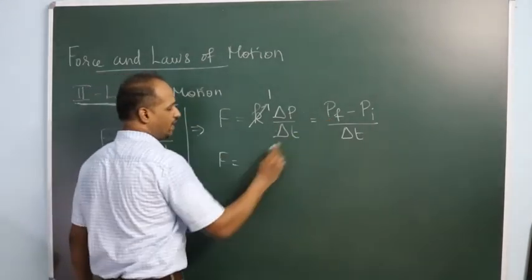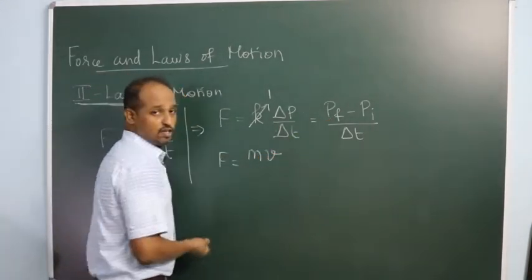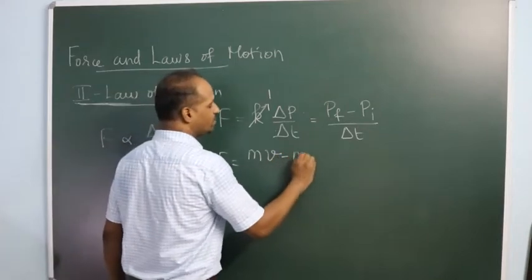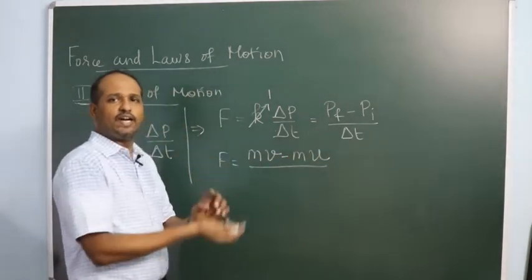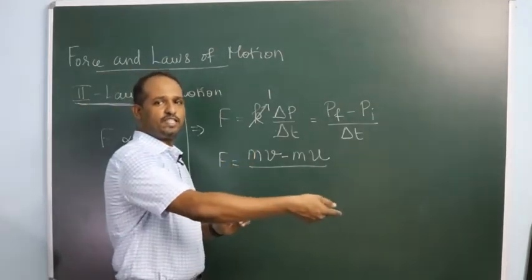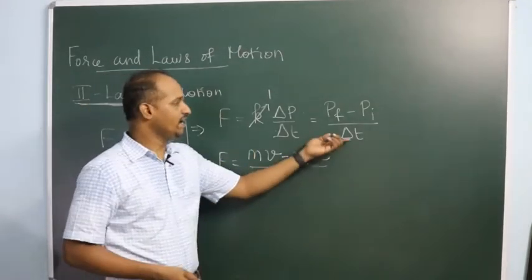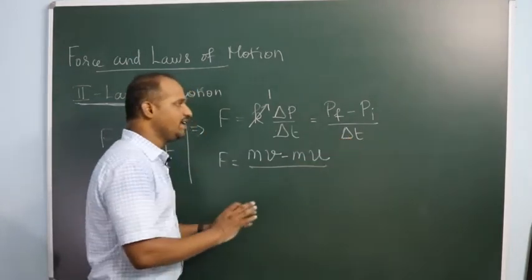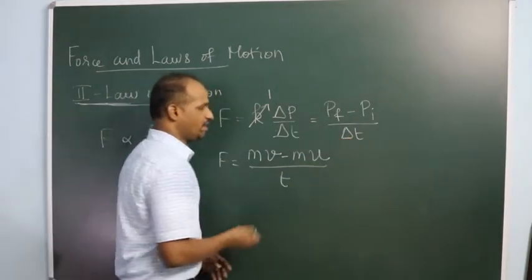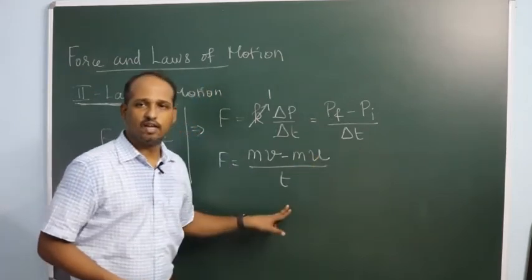to this: final momentum is mass into final velocity, minus initial momentum, which is mass into initial velocity, by the time interval delta t, t2 minus t1. If t1 is said to be 0 and t2 is t, then we can write, delta t stands for time interval. Here I will write delta t as t. T is a time interval. Here also it is a time interval.